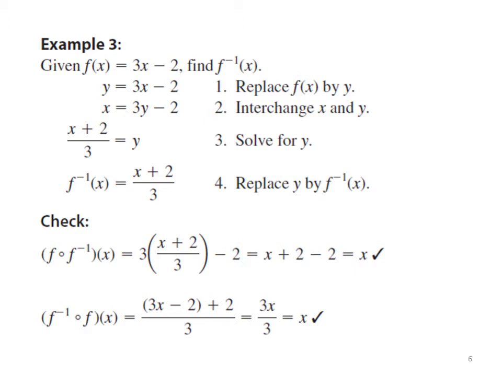The other way to compose: f inverse, then you evaluate f inverse of f of x. So start with f inverse, replace x by f of x. Where you have (3x minus 2 plus 2) divided by 3. This is 3x over 3, which is equal to x. So the composition both ways will give you x.